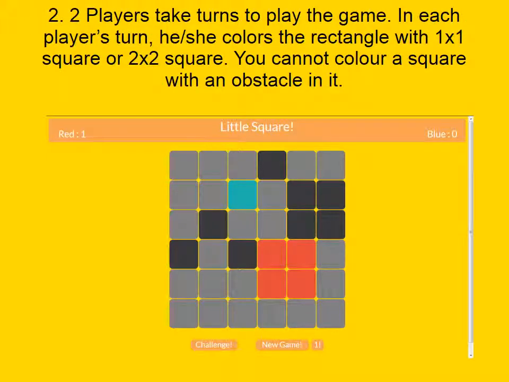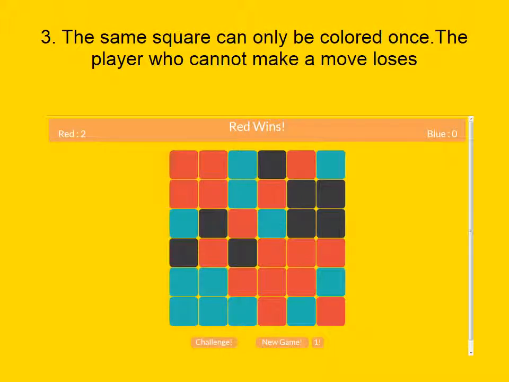Second, two players take turns to play the game. In each player's turn, he or she colors the rectangle with a 1 by 1 square or a 2 by 2 square. You cannot color a square with an obstacle in it. Next, the same square can only be cleared once. The player who cannot make a move loses.